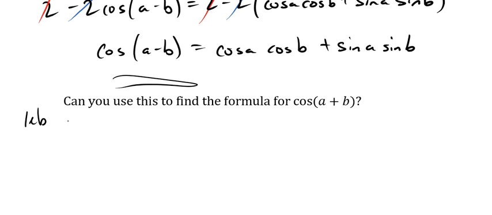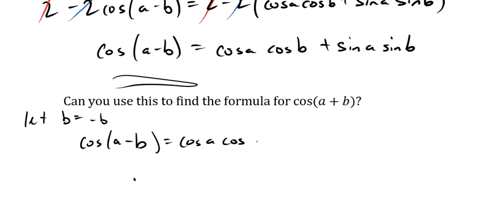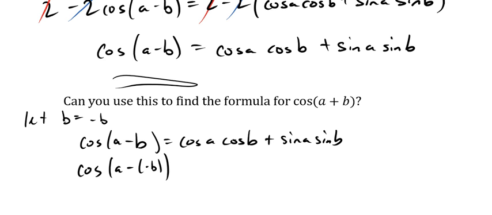This is a little bit weird, but let b equal negative b. Then I get cos of a minus b, which is cos a cos b plus sine a sine b. And when I sub in negative b, I get cos a minus negative b, cos a cos negative b, right?